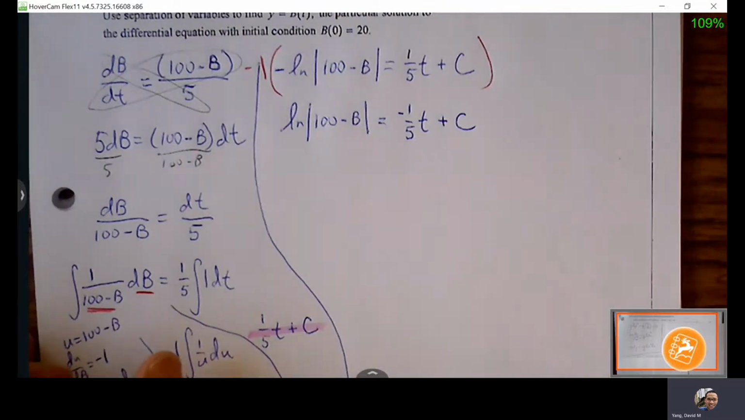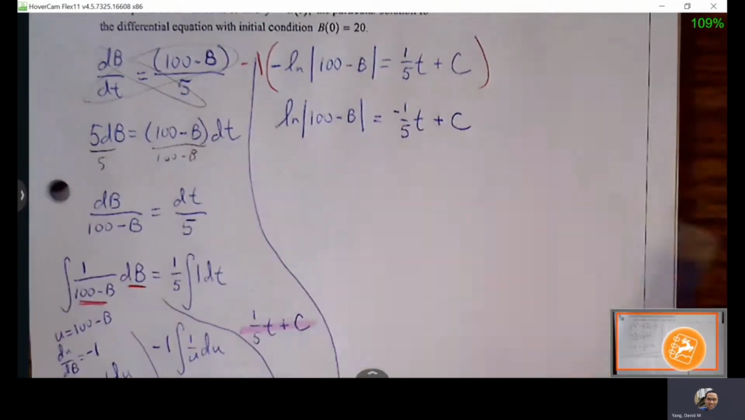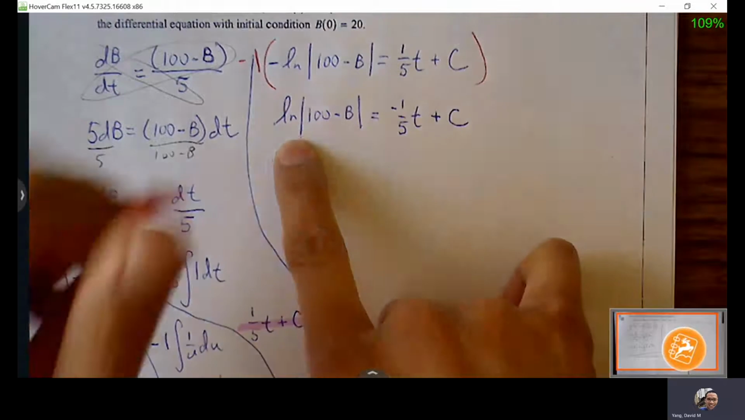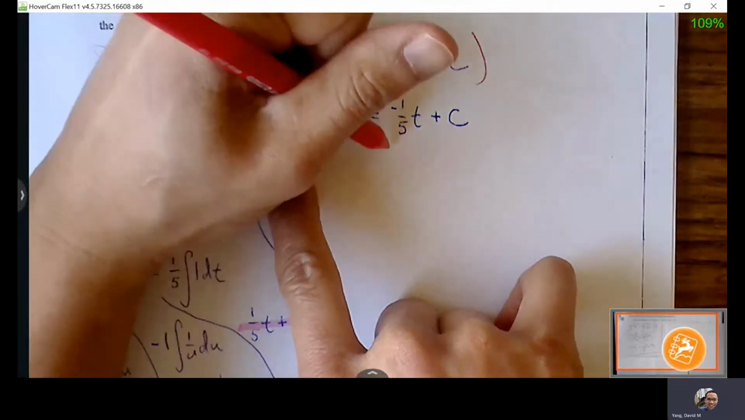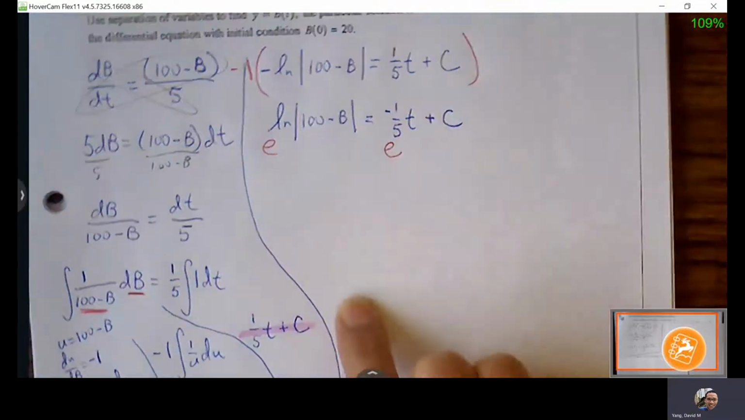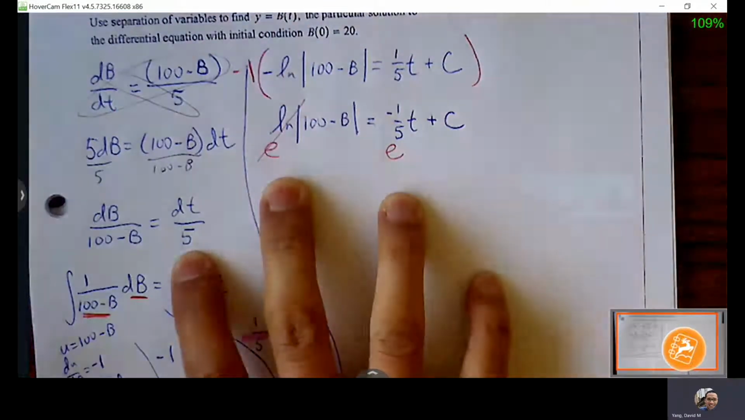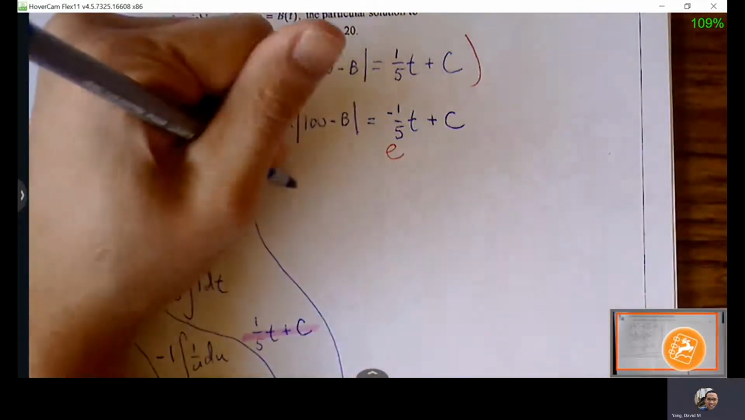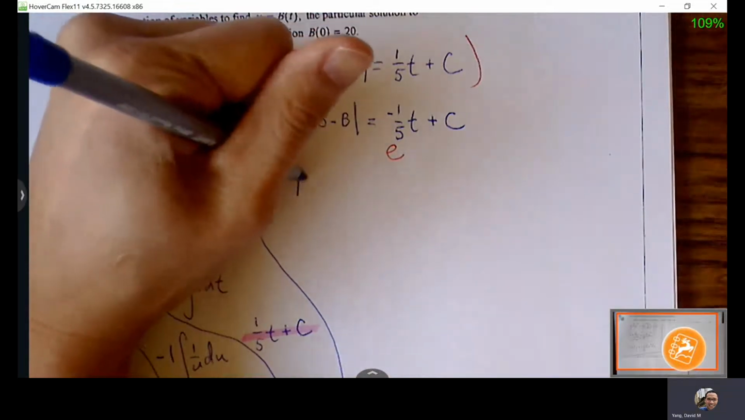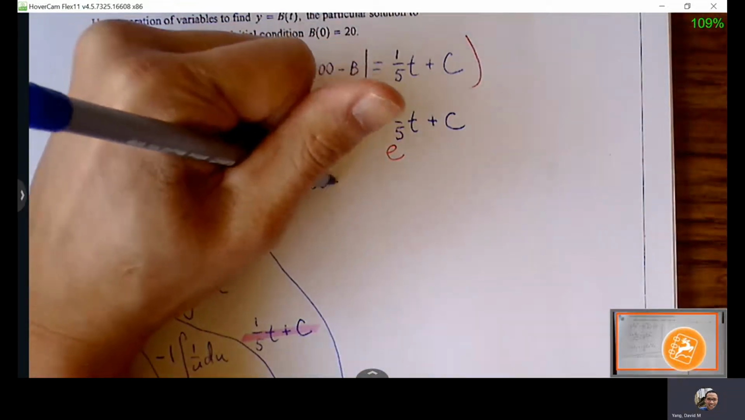Okay, good so far. All right, so now we can involve base e, right? The e and natural log are now paired up nicely. We can get that property to work for us. So the absolute value of 100 minus b drops down.